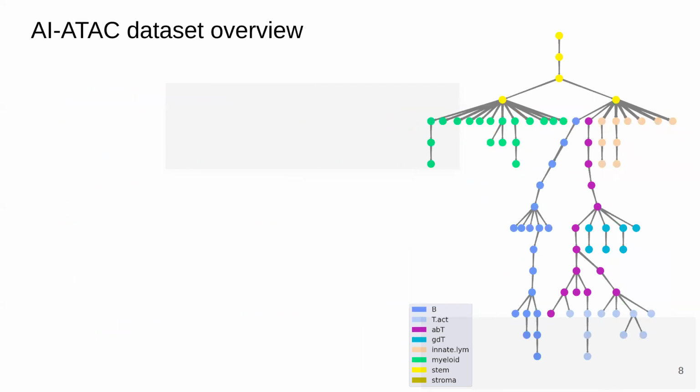So for our work, we actually use the exact same data set as the AI-TAC paper. So I'll go into a little bit more detail regarding the data. This is a developmental ATAC-seq data set. There are 81 immune cell types, and they're arranged in this kind of developmental tree.